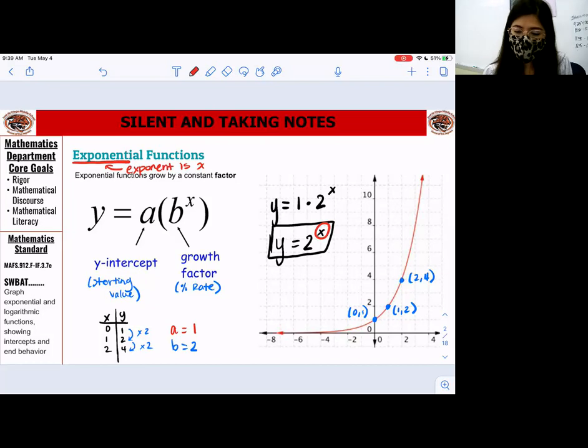And if it looks like this, this is a very classic exponential function. It starts off really, really slow, and then all of a sudden it's going to shoot up, right? So that's what they all are going to look like. Do I have any questions so far? Yes, what's your question?